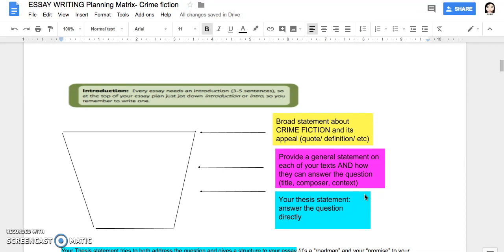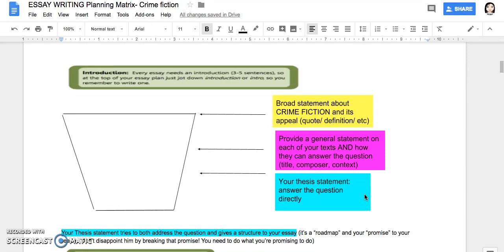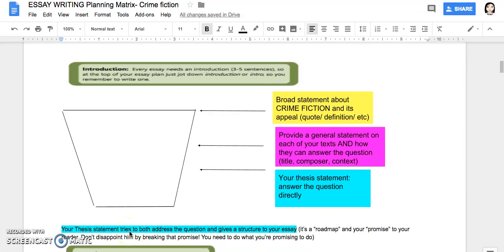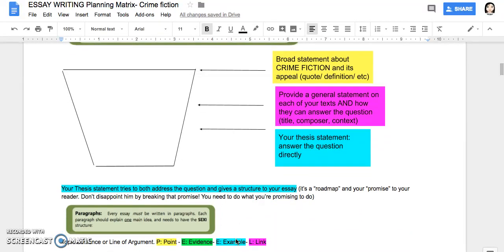Now, thesis statements need to engage with the question and answer the question directly. It says here, the thesis statement tries to both answer the question and also gives a structure to your essay. So it's a bit of a roadmap and also a promise to your reader. Do not disappoint them by breaking that promise. You need to accomplish what you set out to do. What you've said you are going to do in your thesis statement needs to actually appear in your topic sentences. And that will be our next step, and that is our paragraphs.